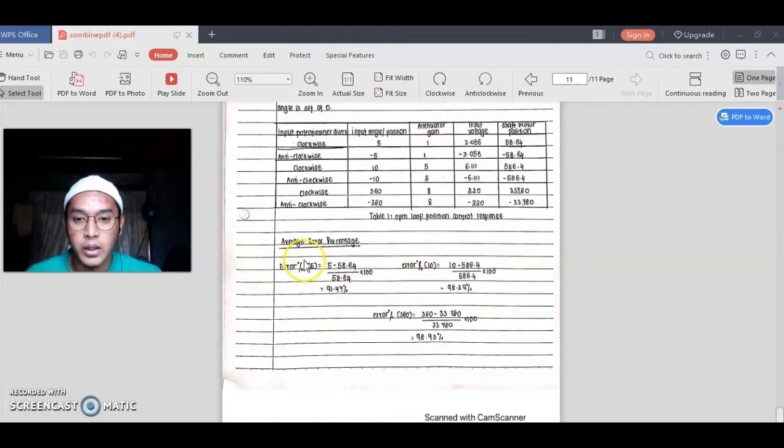For the average error percentage, the error for 5% is 91.47%. The error for 10% is 98.29%. And the error for 360% is 98.93%. That's all from me. Thank you.